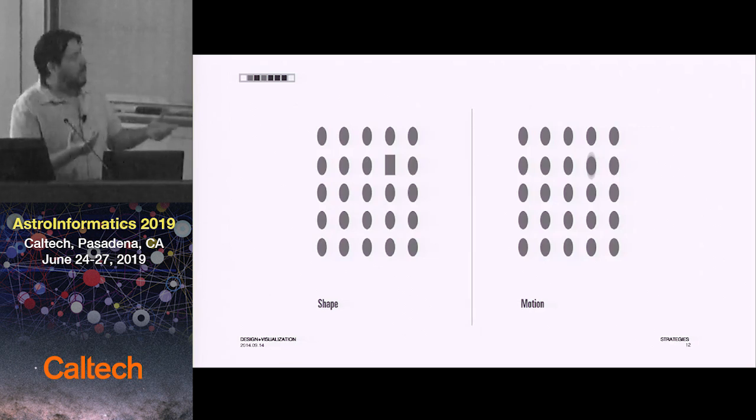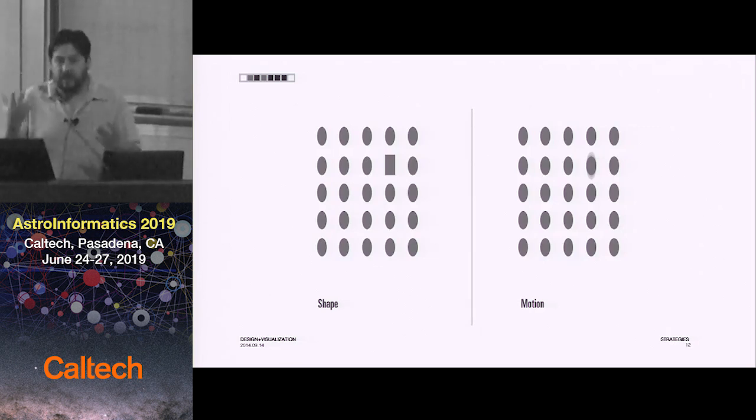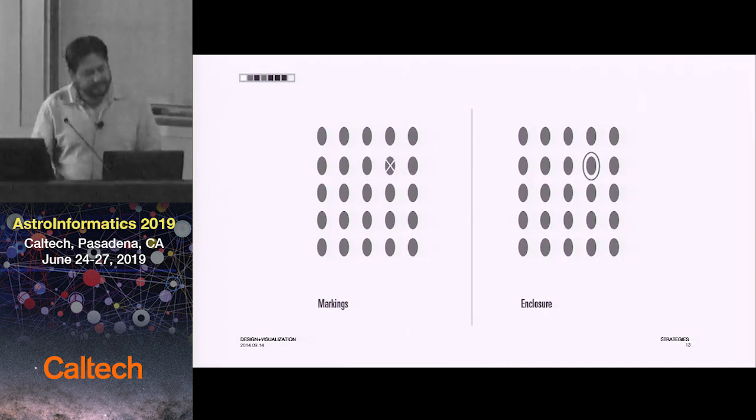The other thing you can map is motion. So you can actually have things that vibrate or move around depending on a data variable. That channel is extremely good at encoding data. That stands out because our cognitive system is made to pick out things that are moving, because we want to stay away from tigers in the bushes.